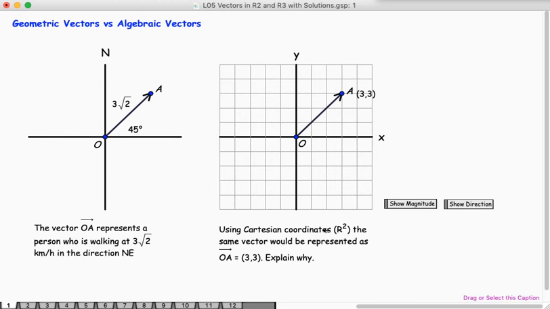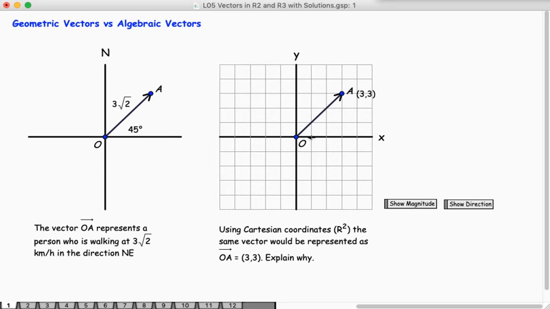So what I want you to think about now is why the vector that has its tail at the origin and its tip at 3, 3, I'm going to call that vector OA, 3, 3, is the exact same as this vector. Now, in order to prove that they're the same vector, what you're going to need to do is find the magnitude of this vector. That should not be too hard because we know how to find the magnitude using the Pythagorean theorem. So that's step 1. Again, you can be in control of the timing.